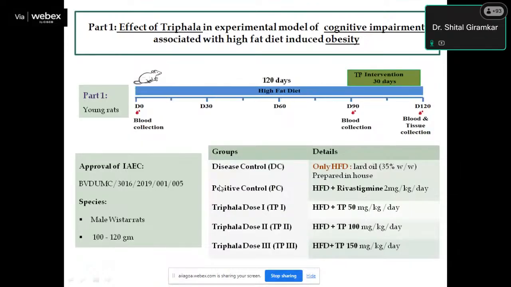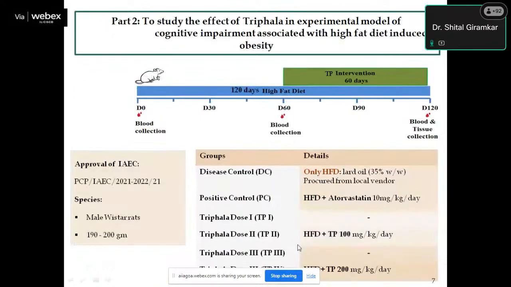As per the rules and guidelines, this experiment was started with the institutional ethics committee approval, and the groups were disease control, positive control, which was rivastigmine, then AAA's low, middle, and high dose.